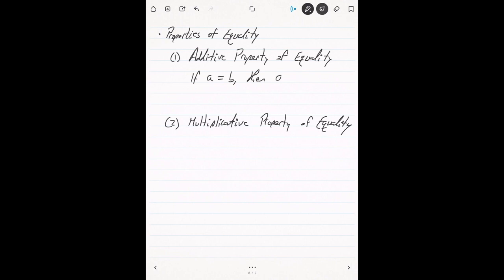The first one, the additive property of equality, says if A equals B, then let's say you added C to both A and B. Would both sides of the equation stay equal? If you had an already given equation, if you had two things equal to each other, can you add the same thing to both sides? Can you add whatever C is to both sides? Is that allowed? Will you stay equal?